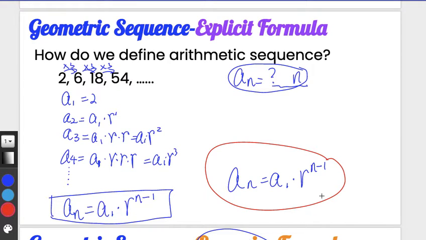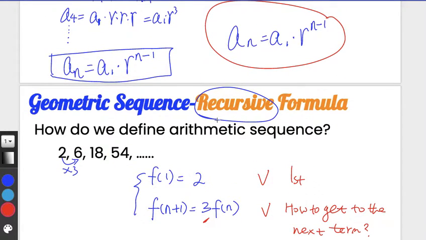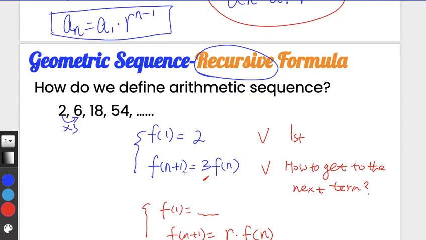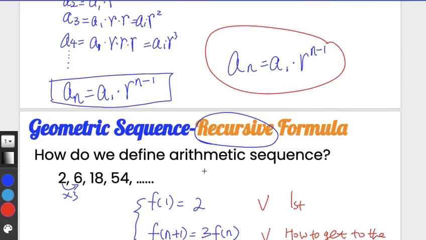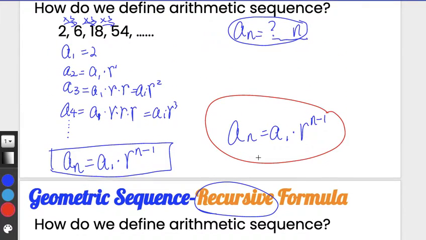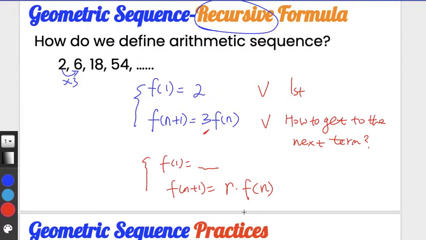Hello everyone, welcome back to our second video about geometric sequence. In the previous video, we introduced how to use explicit formula and recursive formula to define geometric sequence. In this video, we are going to do some practices so we can be more familiar with these two types of formulas to define geometric sequence.